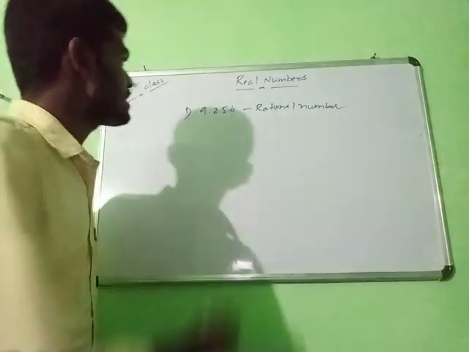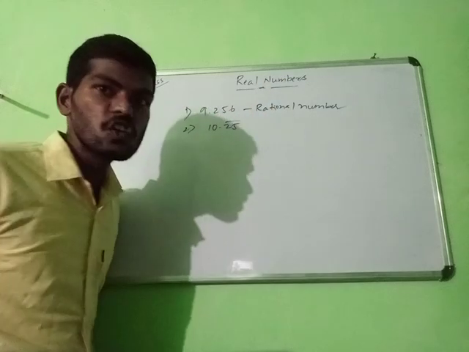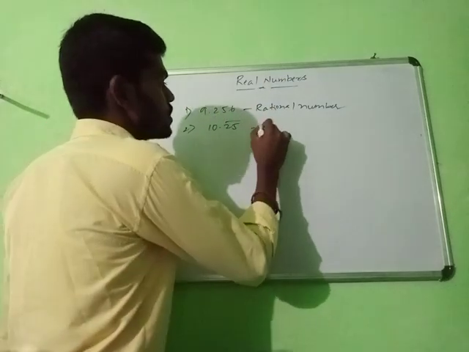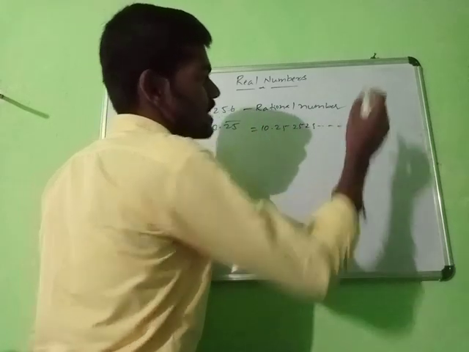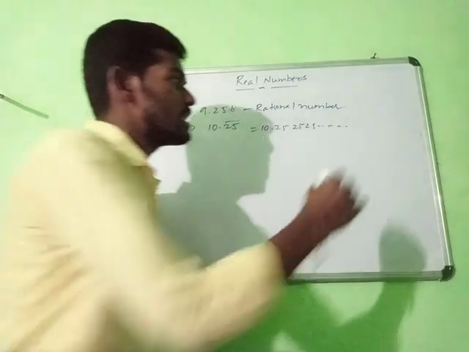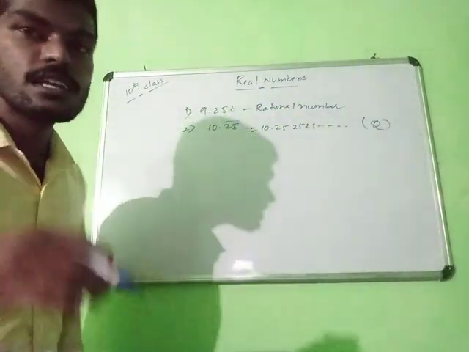For the second example, take 10.25 with a bar over 25. What will come? 10.25, 25, 25 and so on will come. These are also always rational numbers.